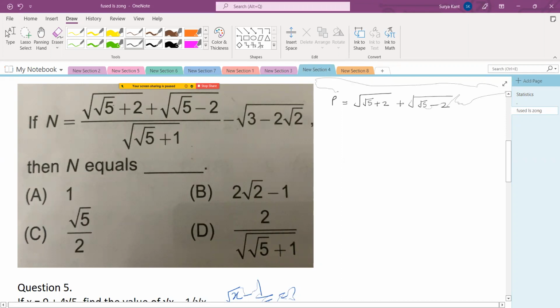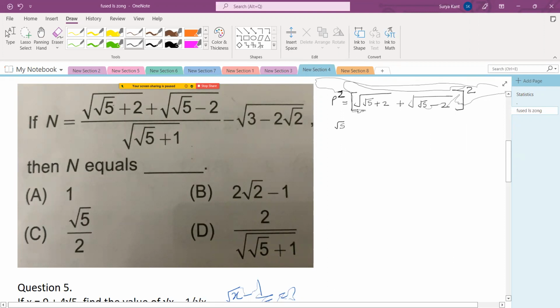Then what you do, P square you take, P square. Then what will happen? This also whole square will come, correct? Whole square will come. Whole square, okay. So if you do whole square, what will come? A square will come. A square is what?